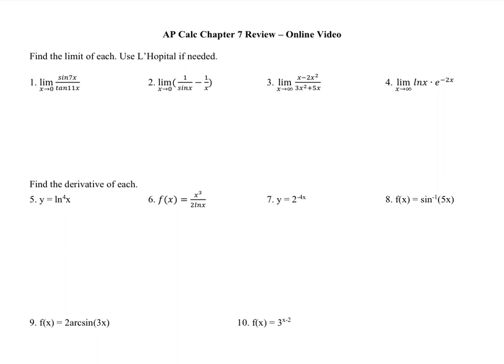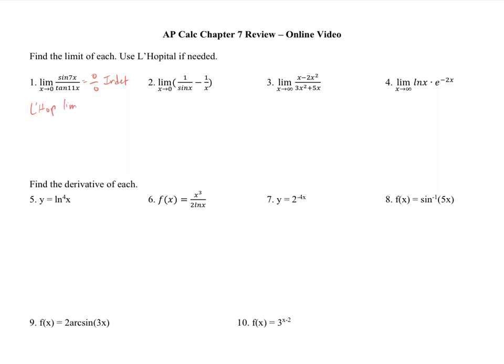All right, so taking a look at this first one, we can use L'Hopital if needed to find the limit of each. On this first one, first we try direct substitution. Let's plug the 0 in. We'll get sine of 0 over the tangent of 0. We end up with 0 over 0, which is indeterminate. Since we have an indeterminate form, we can use L'Hopital. So let's go ahead and L-hop this.